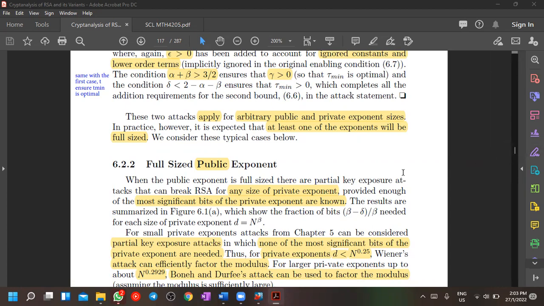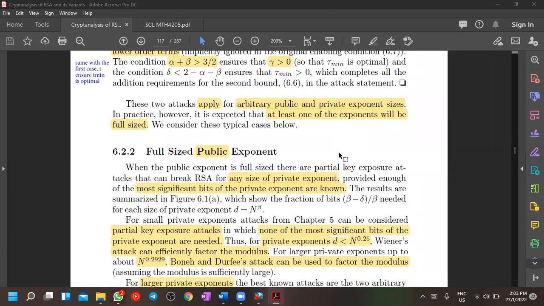So when the public exponent is full size, there are partial key exposure attacks that can break RSA for any size of private exponent, provided enough of the most significant bits of the private exponent are known. So small private exponent attacks from chapter 5 can be considered partial key exposure attacks in which none of the most significant bits of the private exponent are needed.